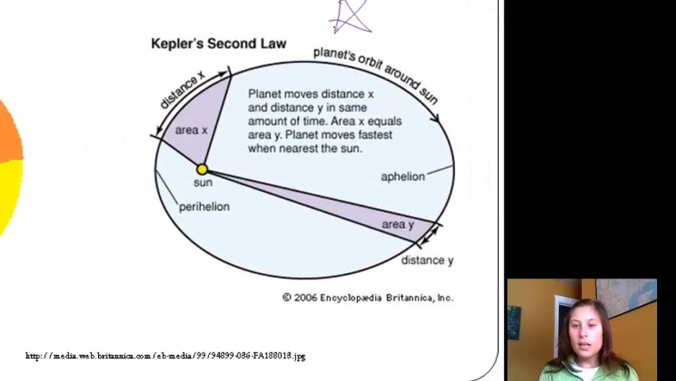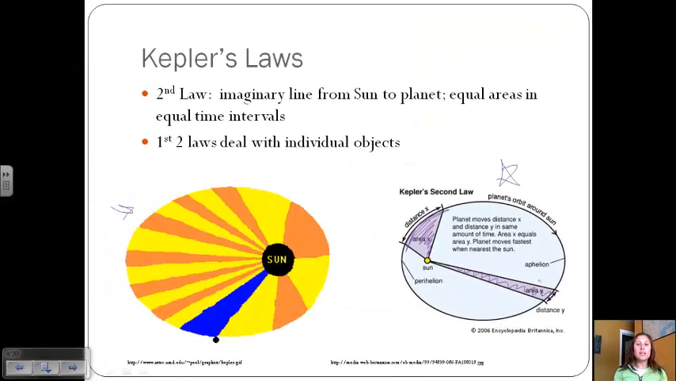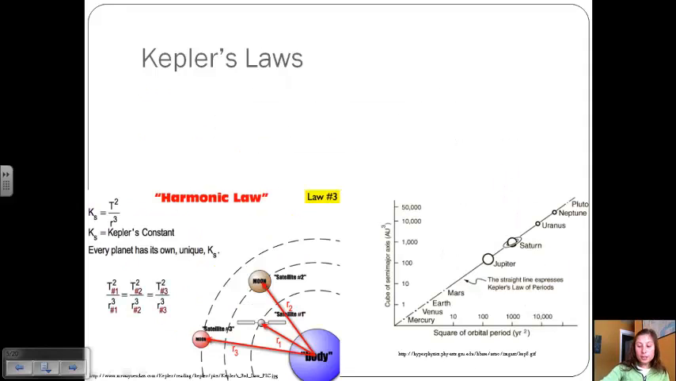And this other drawing here, we've got the same idea. Okay, so area X, we may have a larger distance to cover, but it's also going to cover that more quickly, and it's also closer to the sun. And so area X, which is here, is going to be equal to area Y, and those distances are going to be covered in the same amount of time. So the first 2 laws deal with individual objects and their relationship to like the sun or some foci on the elliptical orbit. Kepler's third law has to do with more than one object.